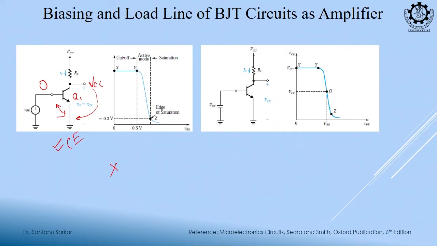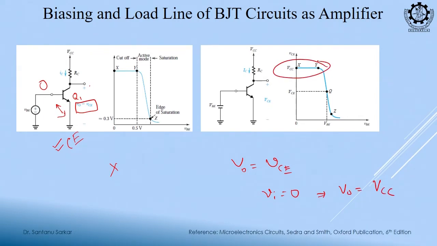So, you see, this is my output. VC is your output, right. What is your output? VCE. Your V0 is equal to VCE, and when Vi is equal to 0, the output is VCC. You see that is happening. Input is 0, output is high.